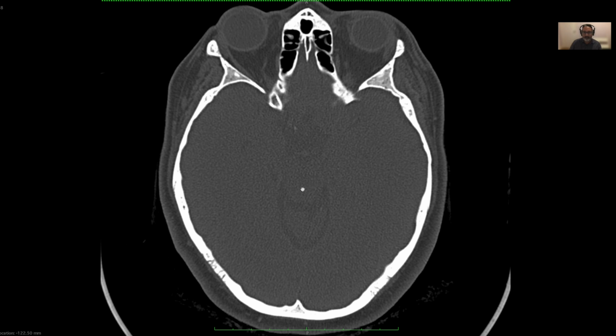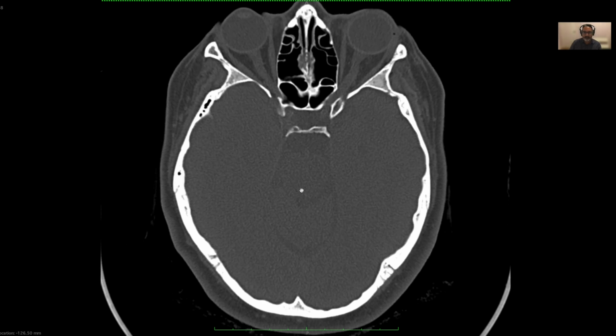And as we keep going further down, you see this thing show up over here. And what this is basically is your sphenoid. It's part of the sphenoid bone. This is where your pituitary gland is. So that's the sella turcica.